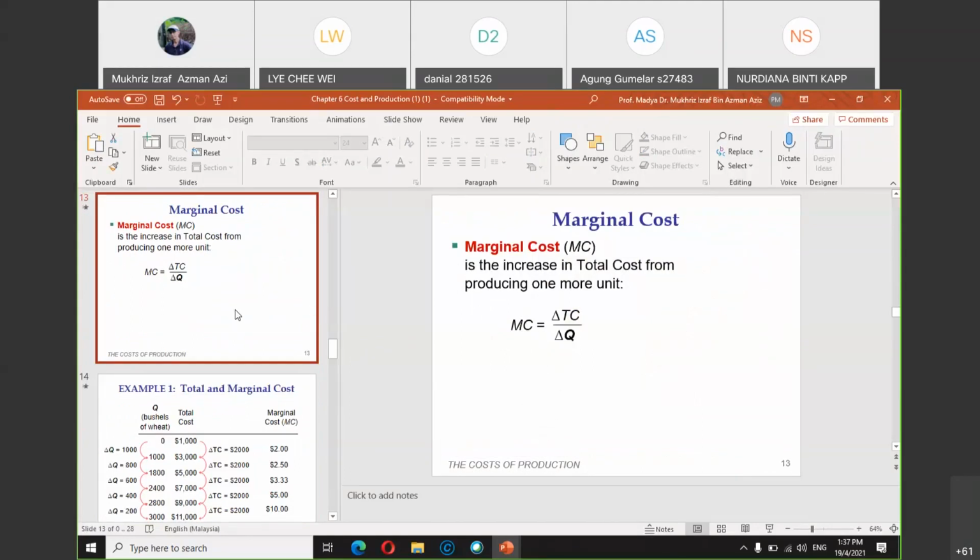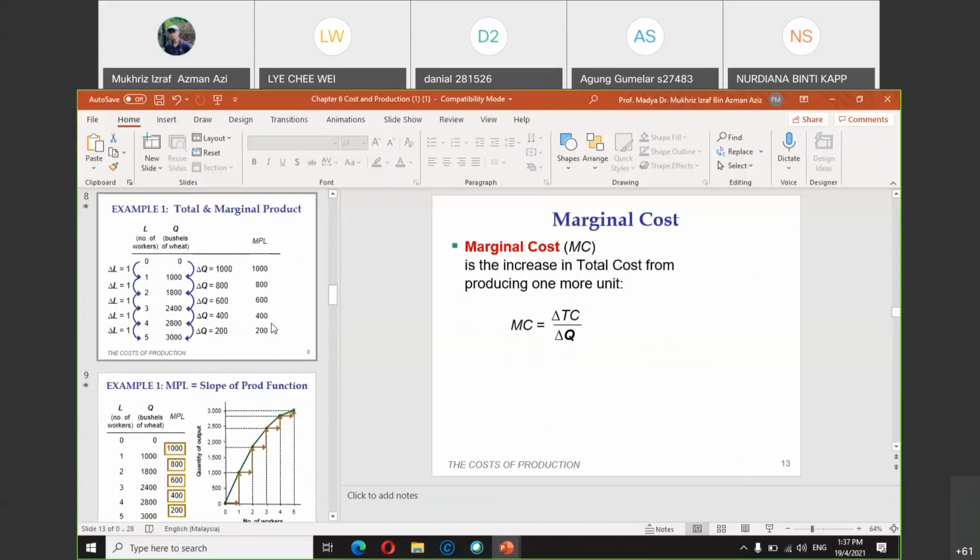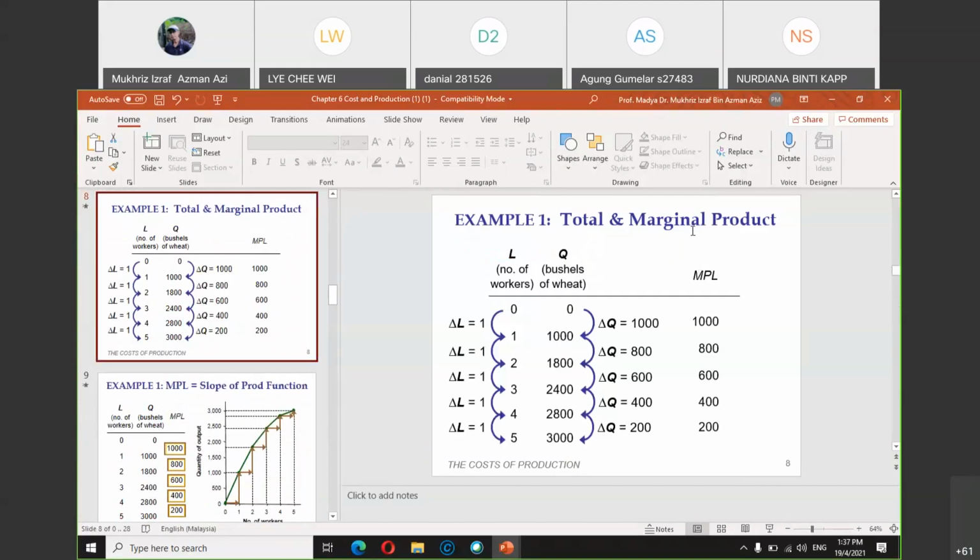So previously you learned the simple concept of marginal product, or MPL. Usually we refer to marginal product in general. Marginal product means the change in output divided by the change in input. We use the term labor because our input is labor here. So we also look at how you calculate MPL: change in Q divided by change in L. So that is in terms of output.